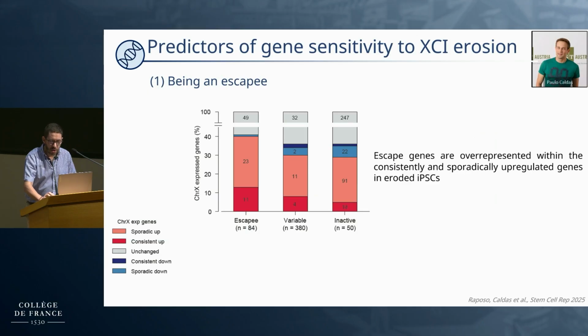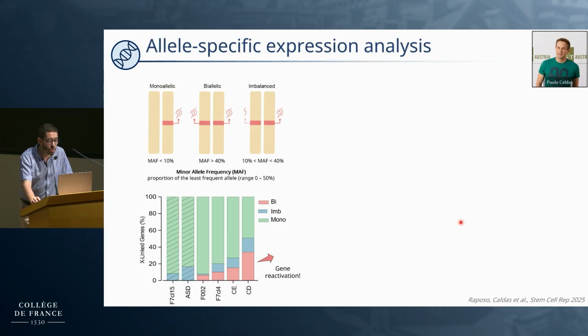non-eroded genes. What was also very interesting was that we discovered that being an XKP also gave a higher sensitivity to be overexpressed upon erosion. As you can see here on the left, the XKP genes seem to be overrepresented in this category of consistently and sporadically upregulated genes in our eroded iPS cells. And I will get back to this later in my talk, because this was something that, when we saw it, was a bit unexpected.